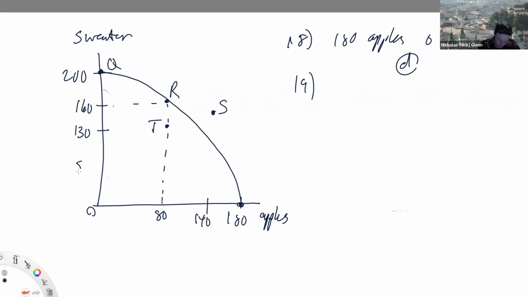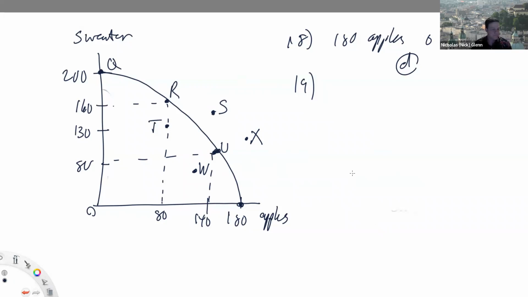And we also have here at U, 80 sweaters and 140 apples. That's a combination you create at U, and it's on the line here. And we have W that's down here somewhere. Okay. And we also have an X out here. So we'll use this to answer the rest of these questions.